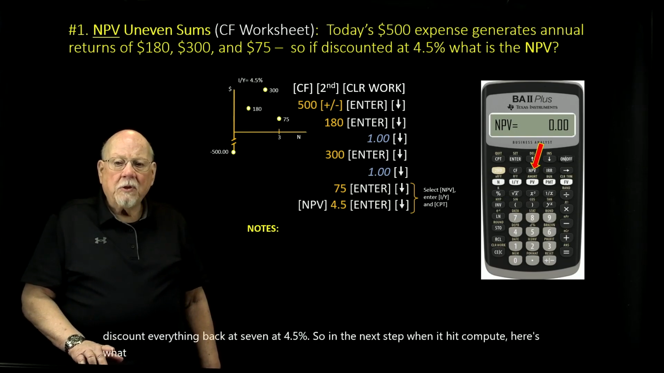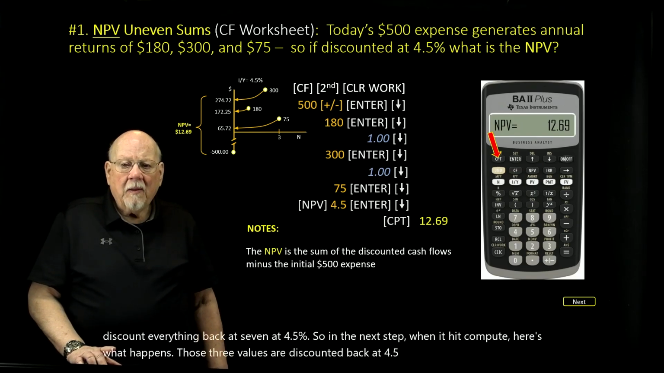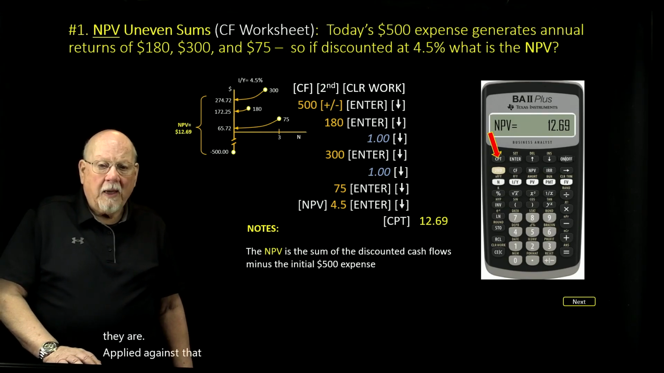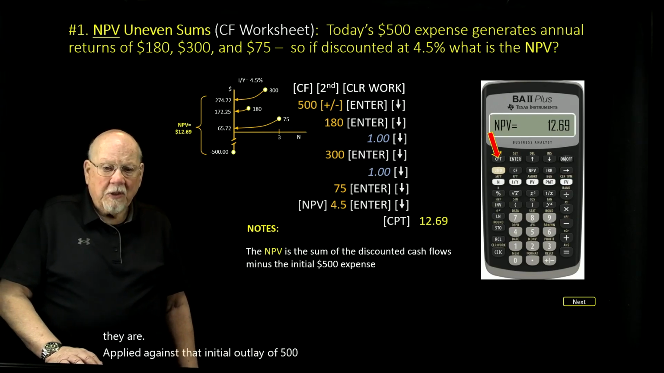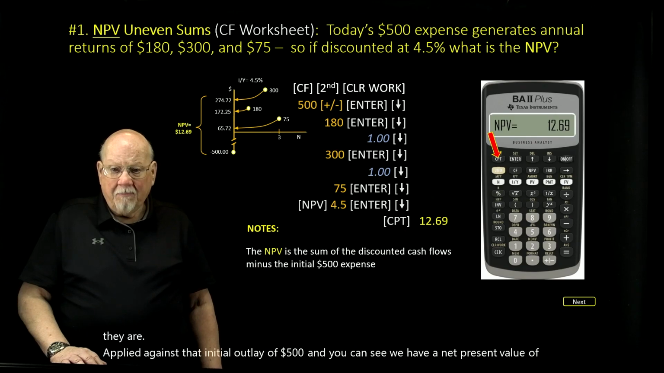Those 3 values are discounted back at 4.5% each, and they are applied against that initial outlay of $500. And you can see we have a net present value of $1,269.